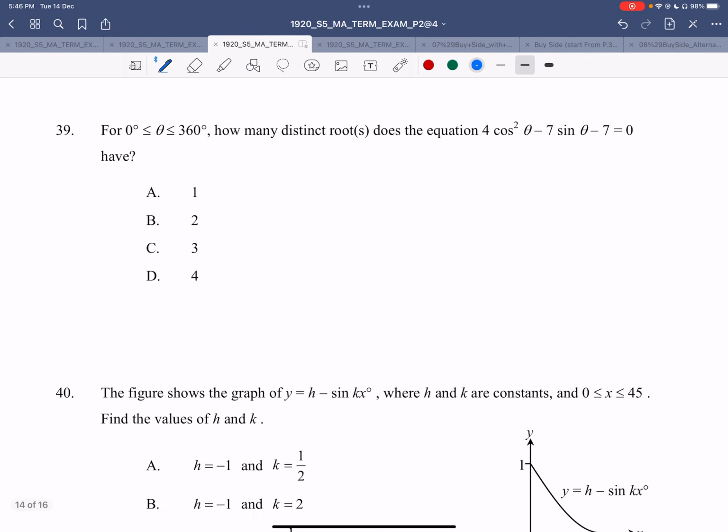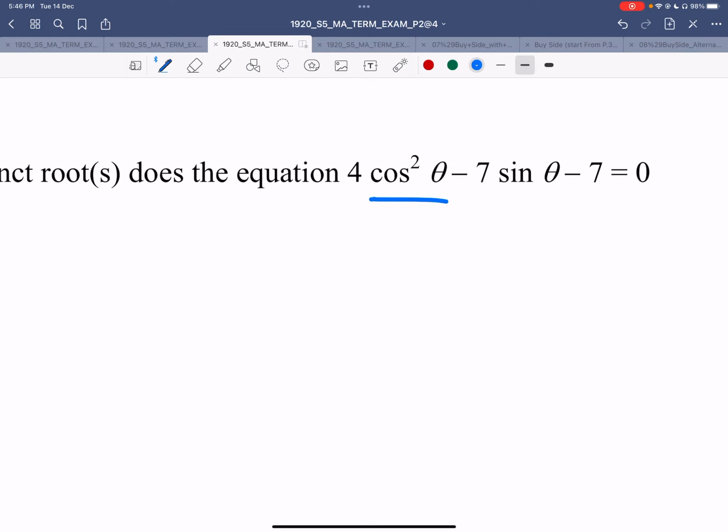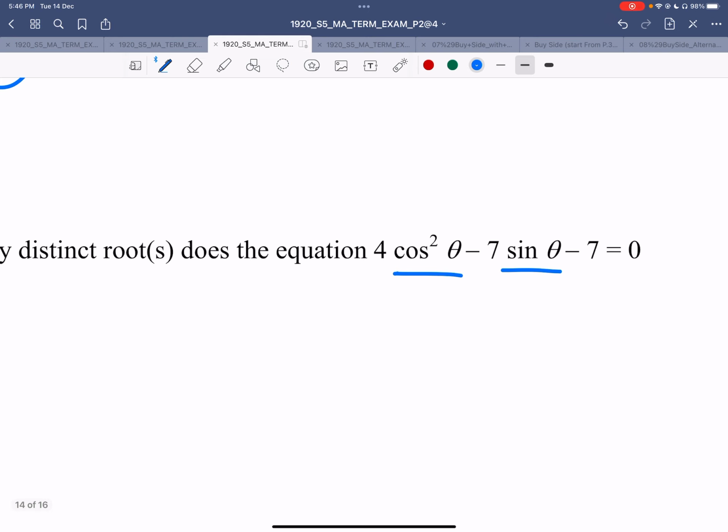Alright, question 39 is about solving trigonometric equations. Whenever you see cosine and sine, it seems they cannot solve each other. Don't worry, you can use trigonometric identities to convert into the same, either sine or cosine, alright? So let's say I want to convert it all to sine, right?